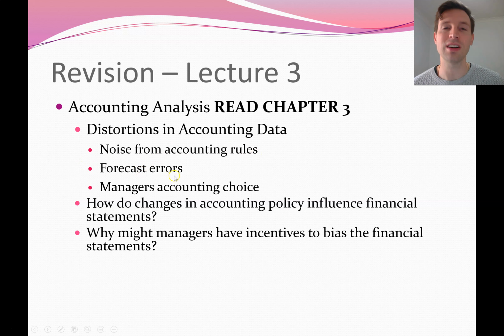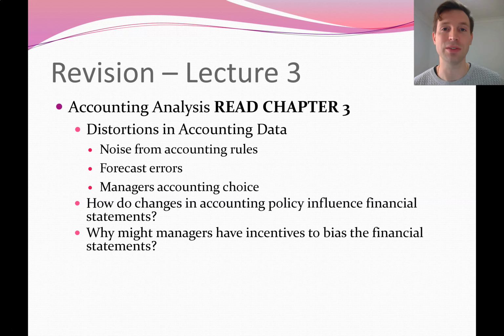We learned that there's forecast errors, and we talked about simple things like depreciation or accounting for bad debts. You have to make assumptions about what's likely to happen in the future, and if your forecasts are not correct, your accounting quality will decrease as well. But that's just innocent mistakes that are bound to happen. And then finally, we learned about managers' accounting choices and how there's different accounting rules that can be applied to the same situation and how that will lead to different financial statement outcomes.